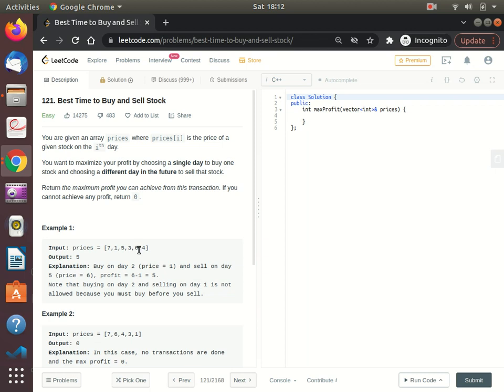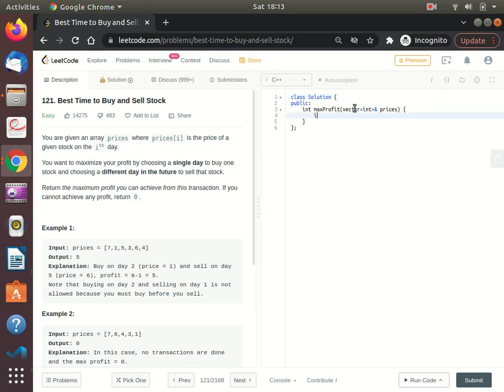And when I go to the next element, 6 minus 1, the maximum profit is higher than the previous maximum profit, so I can just update it. I think this solution would work, as we need to only choose a single day to buy one stock and choose a different day in the future, which is to the right of the array, to sell that stock.